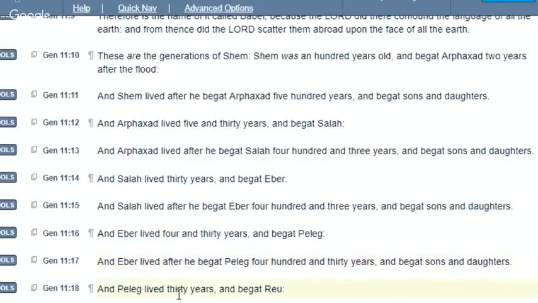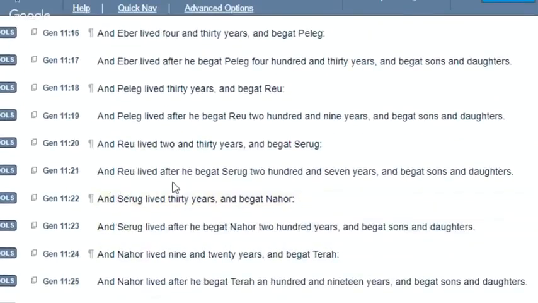And Peleg lived 30 years and begot Reu. And Peleg lived after he begot Reu 209 years and begot sons and daughters. And Reu lived 230 years and begot Serug. And Reu lived after he begot Serug 207 years and begot sons and daughters. And Serug lived 30 years and begot Nahor. And Serug lived after he begot Nahor 200 years and begot sons and daughters.